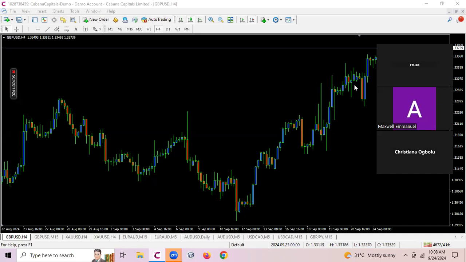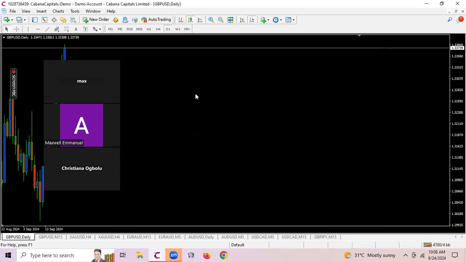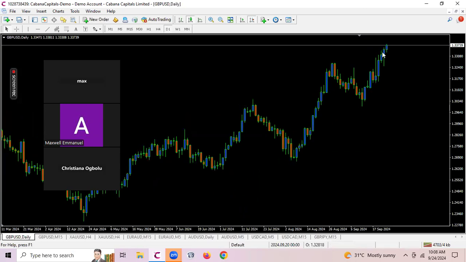So let's start by looking at GBP. That's the first pair I want us to look at, because I know GBP is a preferred pair of many traders. Let's see how yesterday's candle closed. I think yesterday GBP was bullish, and you can see today it is still bullish, but my bias for GBP this week is bearish. So I'm waiting for a bearish setup before going bearish on GBP.